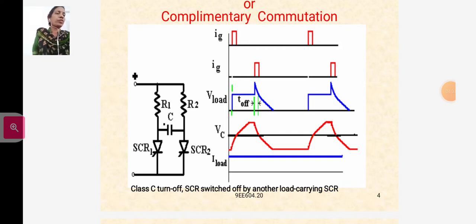So when thyristor T1 is turned on, in the next cycle the voltage across C reverse biases thyristor T2 and turns it off. The above cycle of events is repeated continuously in subsequent cycles.